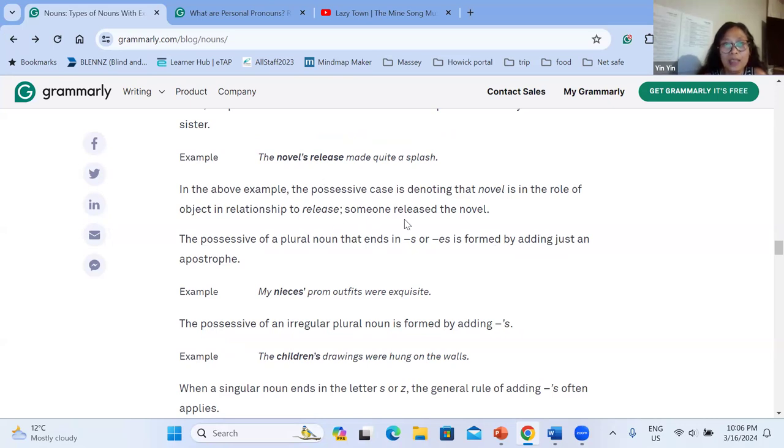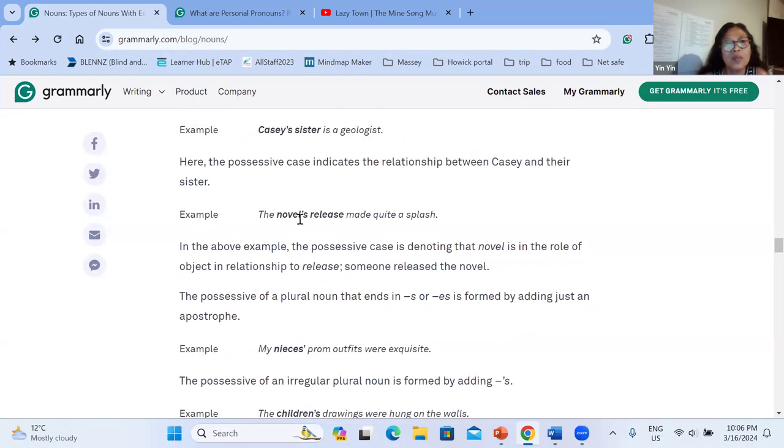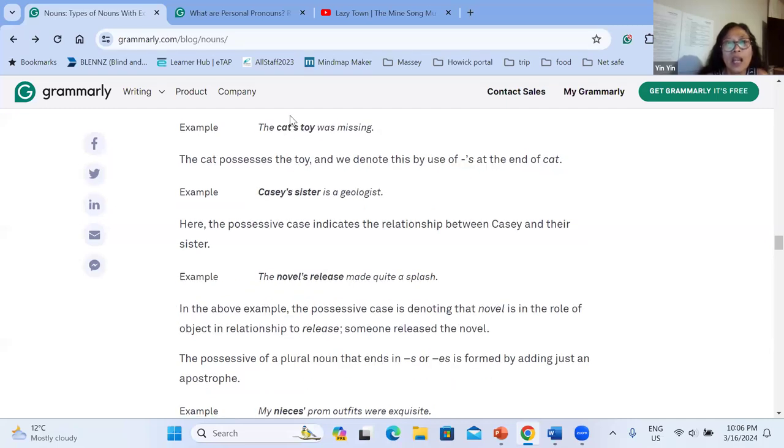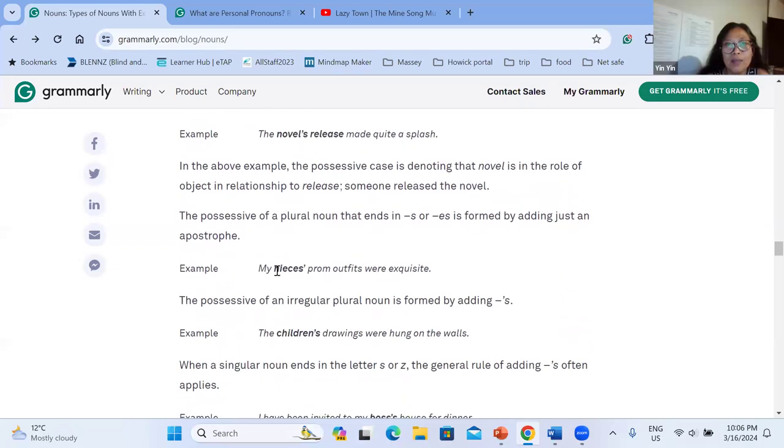The possessive of a singular noun: one novel, one novelist, right? Casey, the novelist, right? To my nieces, or to my niece. My niece's prom outfits were exquisite.